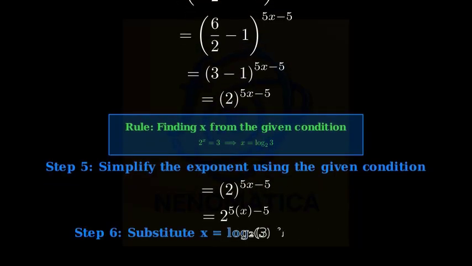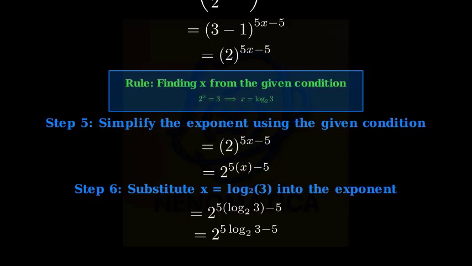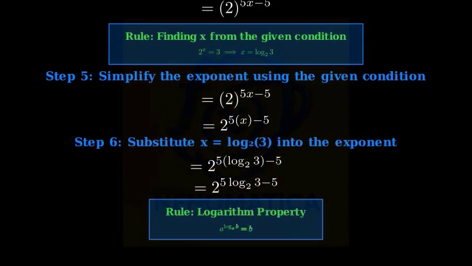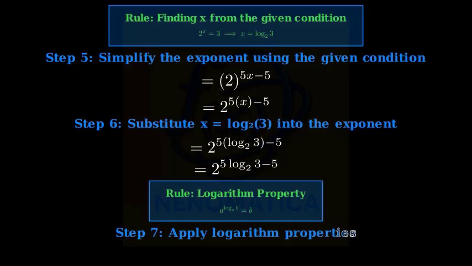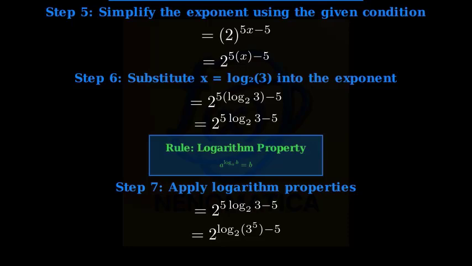In step 6, we can substitute the value for x into the exponent. Given that 2^x = 3, we know that x equals log base 2 of 3. So, substituting this into 5x - 5, we get 5 times log base 2 of 3 minus 5. In step 7, we can apply logarithm properties. Using the property that a to the power of log base a of b equals b, we can simplify 5 log base 2 of 3 as log base 2 of 3 to the power of 5.